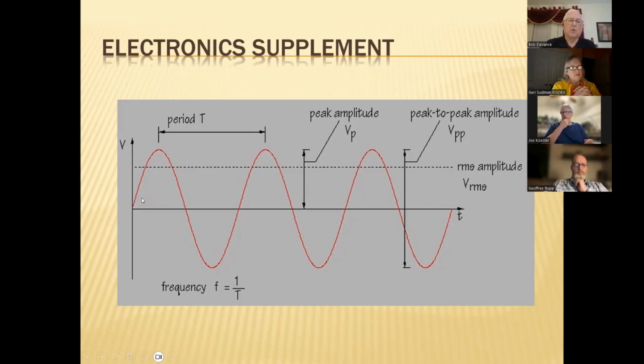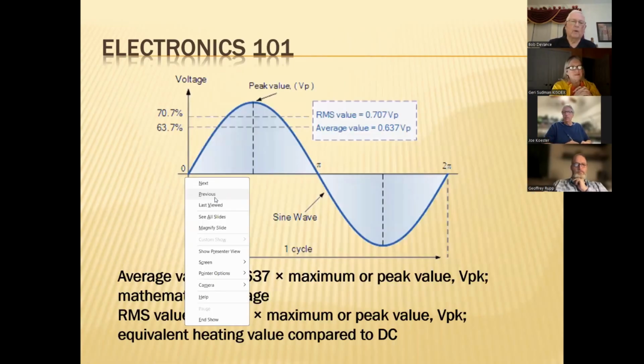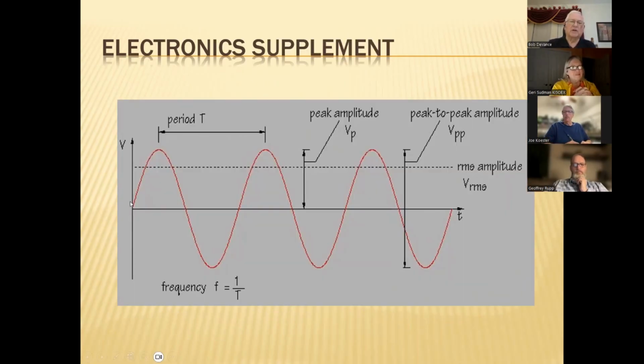So if it takes 1 microsecond to go from there to there, we can do 1 divided by 1 microsecond, which is 0.000001, which gives us 1 megahertz. So we can go back and forth with that if and when we need to do that.